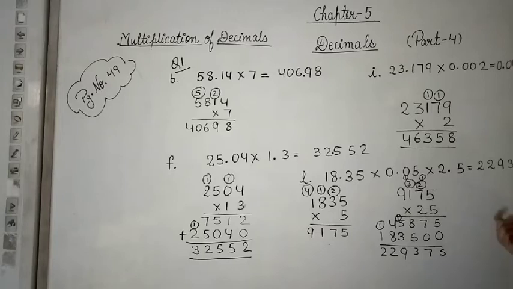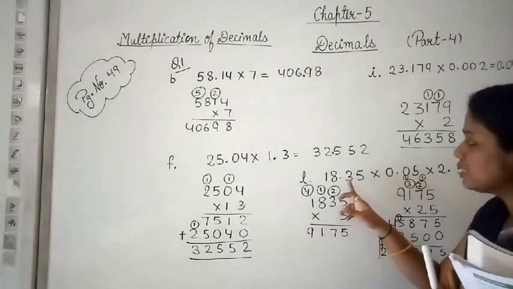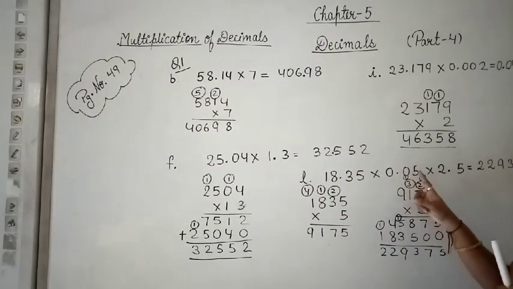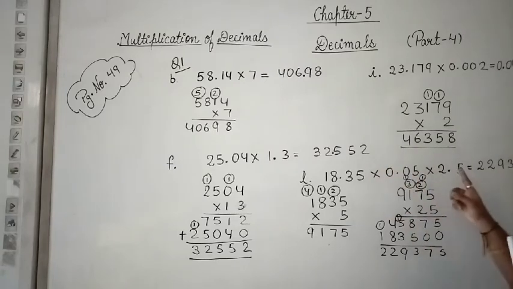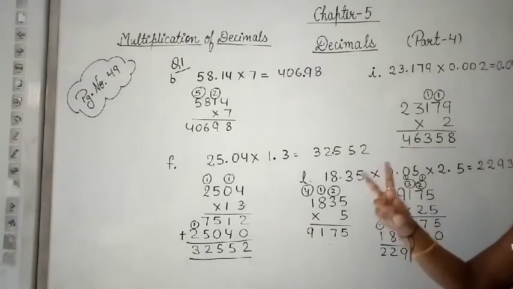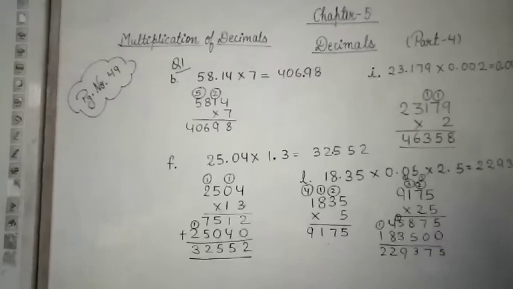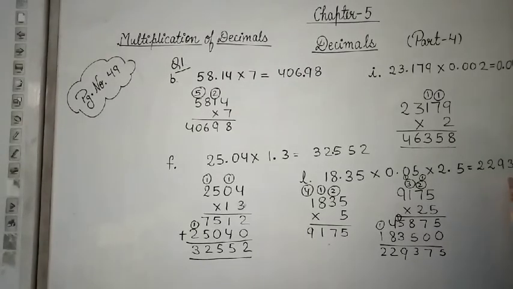Now the very important thing is the decimal point. Here it has a decimal point after 2 digits. Here also after 2 digits. And here it has a decimal point after 1 digit. So 2 plus 2 plus 1 is 5. So in our answer we have to insert the decimal point after 5 digits: 1, 2, 3, 4, 5. Here I will insert the decimal point and this will be my final answer.